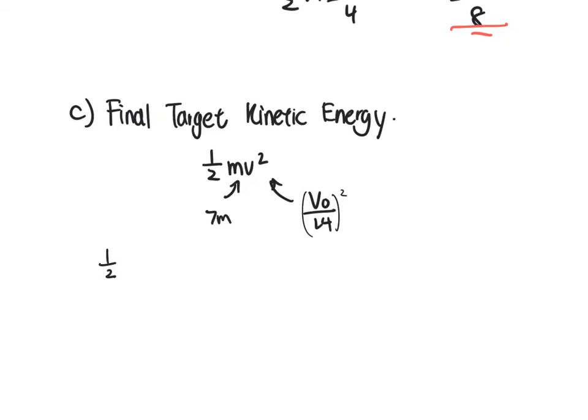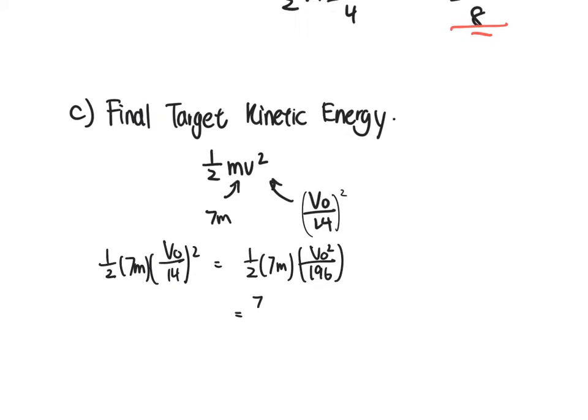So 1 over 2 times 7m times (v naught over 14) squared equals 1 over 2 times 7m, and 14 times 14 is 196, so v naught squared over 196. This equals 7 over 2, multiplied by 1 over 196 v naught squared, which then equals 1 over 56 m v naught squared.